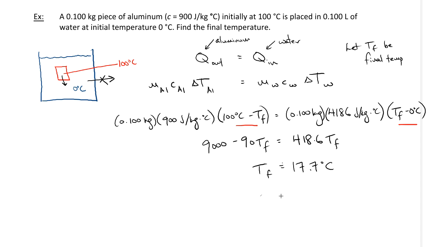Also notice that the specific heat capacity of water was much, much larger than the specific heat capacity of the aluminum, so it makes sense that the final temperature was a lot closer to the initial temperature of the water. Even though they started off with the same mass, the water has much more thermal inertia, and so the final temperature is much closer to the initial temperature of the water. So that's an introduction to specific heat capacity and calorimetry.